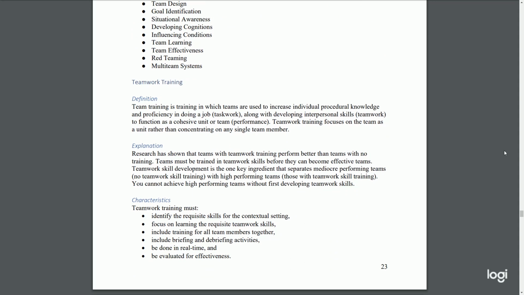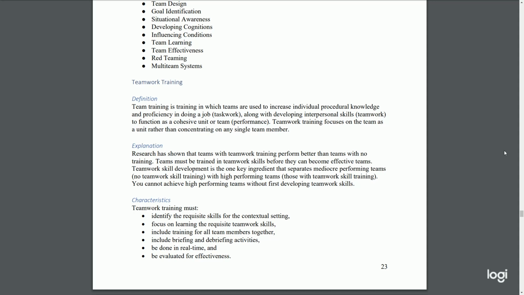Explanation. Research has shown that teams with teamwork training perform better than teams with no team training. Teams must be trained in teamwork skills before they can become effective teams. Teamwork skill development is one key ingredient that separates mediocre performing teams, no teamwork skill training, from high performing teams, those with teamwork skill training. You cannot achieve high performing teams without first developing teamwork skills.